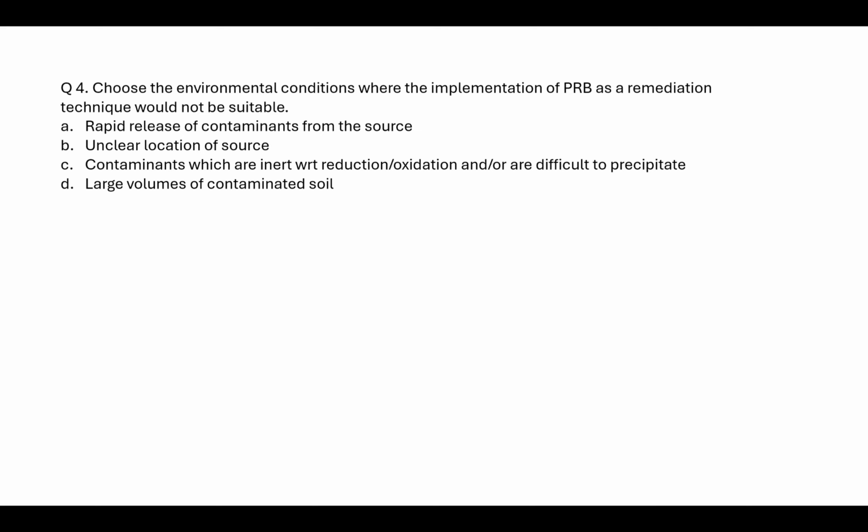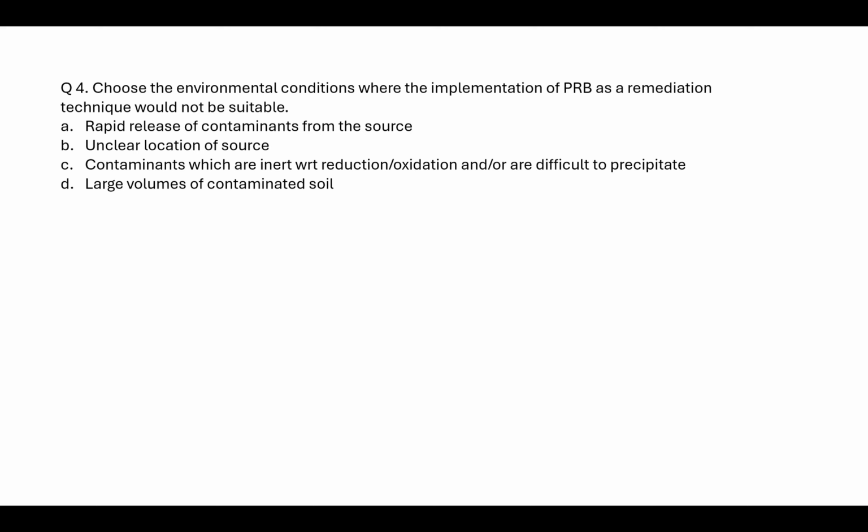So we have to select out of the conditions or sites where PRB is not suitable. So we have seen that when there will be rapid release of contaminants from the source, then PRB is not suitable for that. But when there is slow release of contaminants from the source, then PRB can be installed. So next is unclear location of source. So when there will be unclear location of source, then we can install PRB.